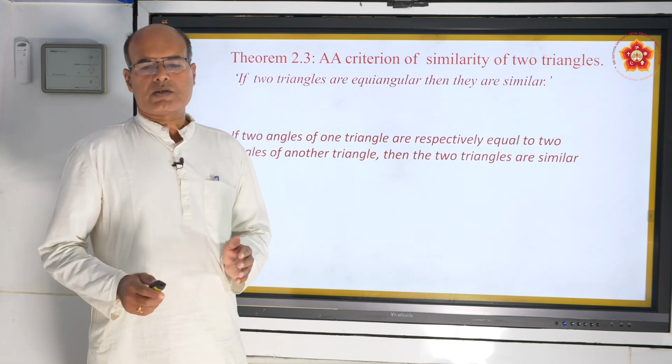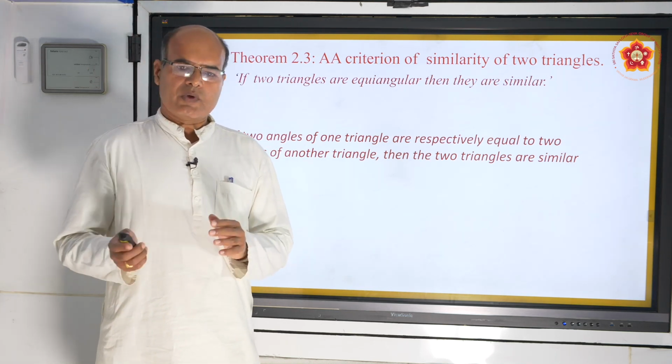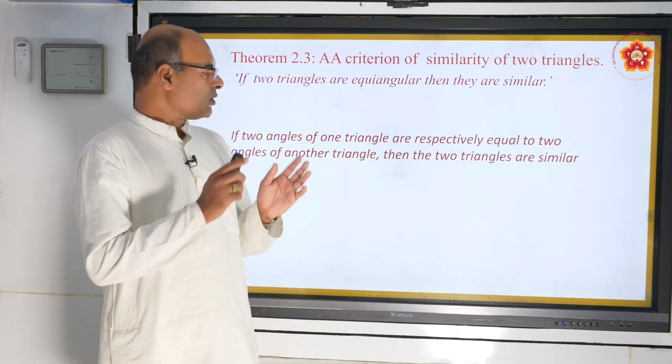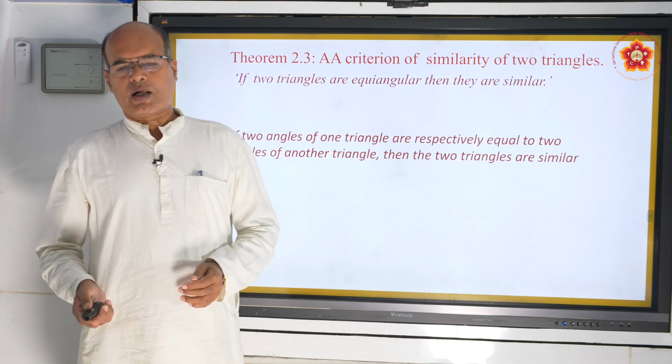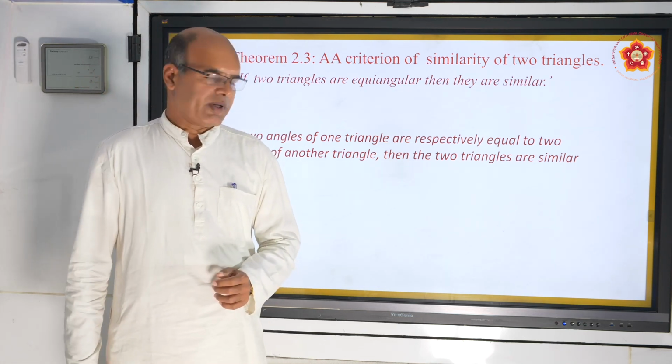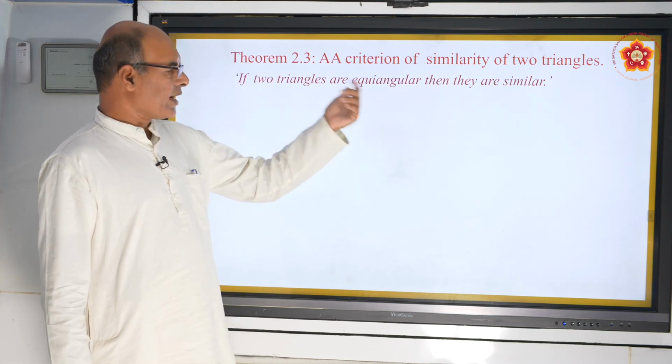The important thing is to check whether the given two triangles are similar or not. If you just know that two angles of one triangle are equal to two angles of another triangle, we can directly tell that the triangles are similar. So let us prove this statement.